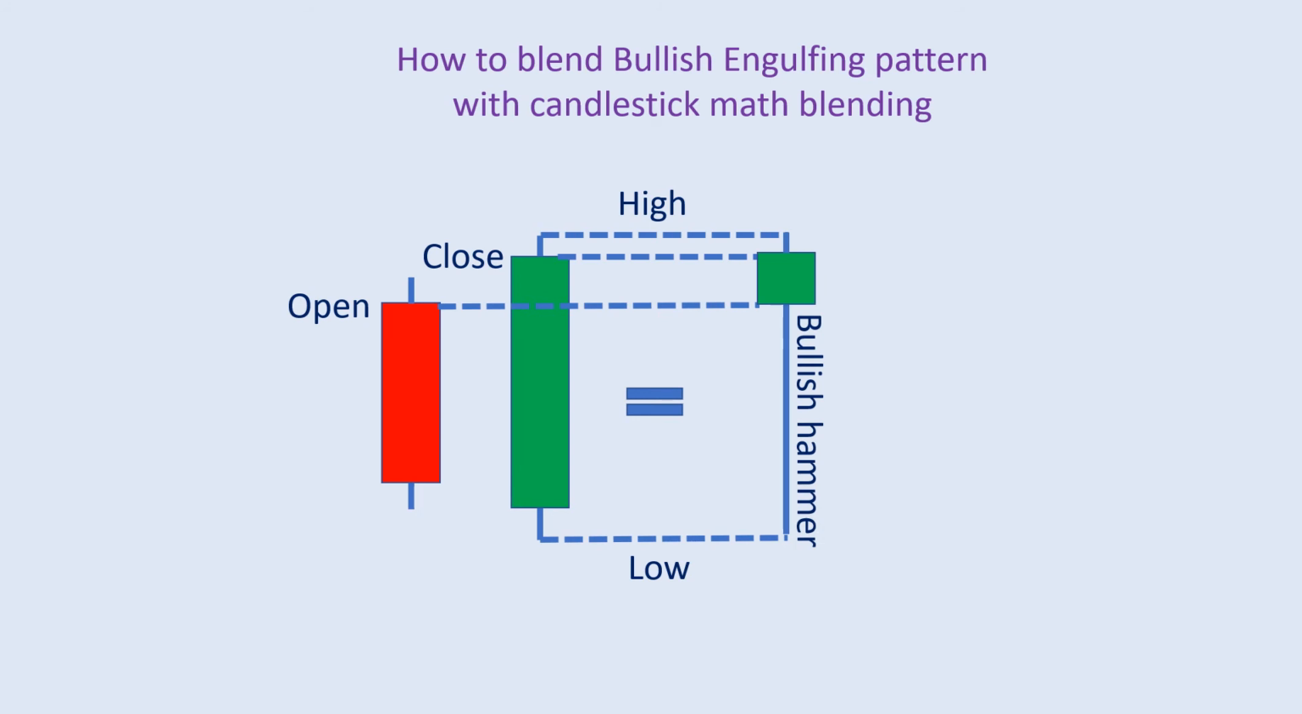That is the reason when bullish engulfing pattern occurs at the bottom of a downtrend, it suggests trend reversal. Why? Because if we blend it, the outcome is nothing but a bullish hammer, which suggests trend reversal when it happens to be at the bottom of a downtrend.